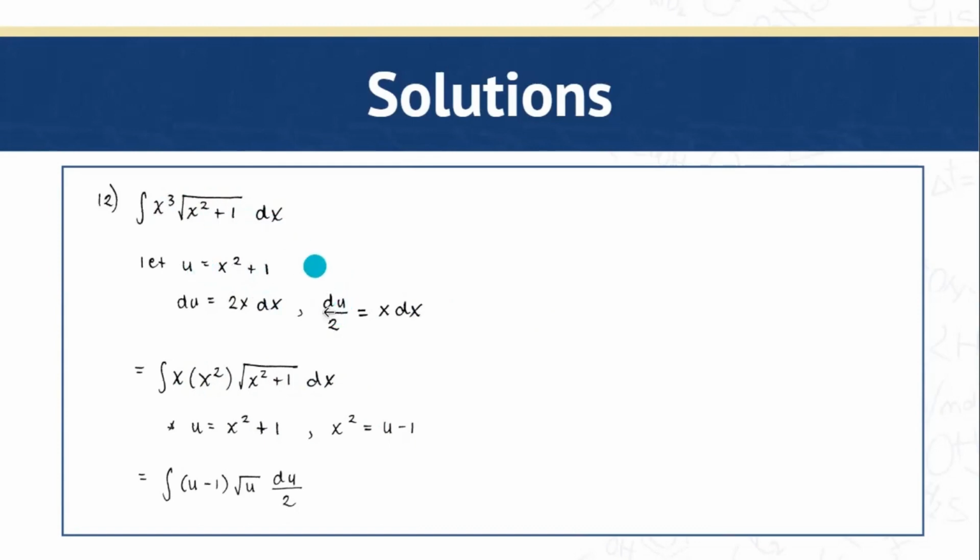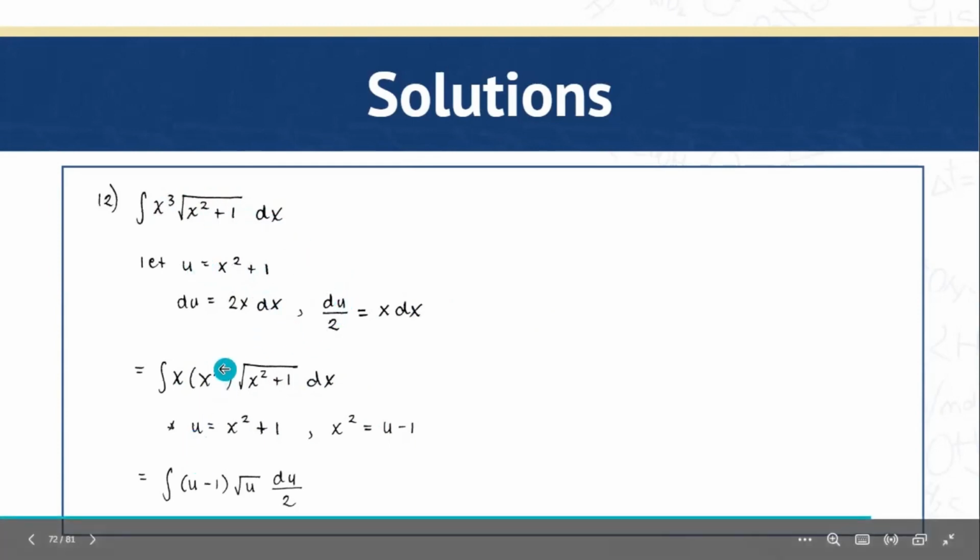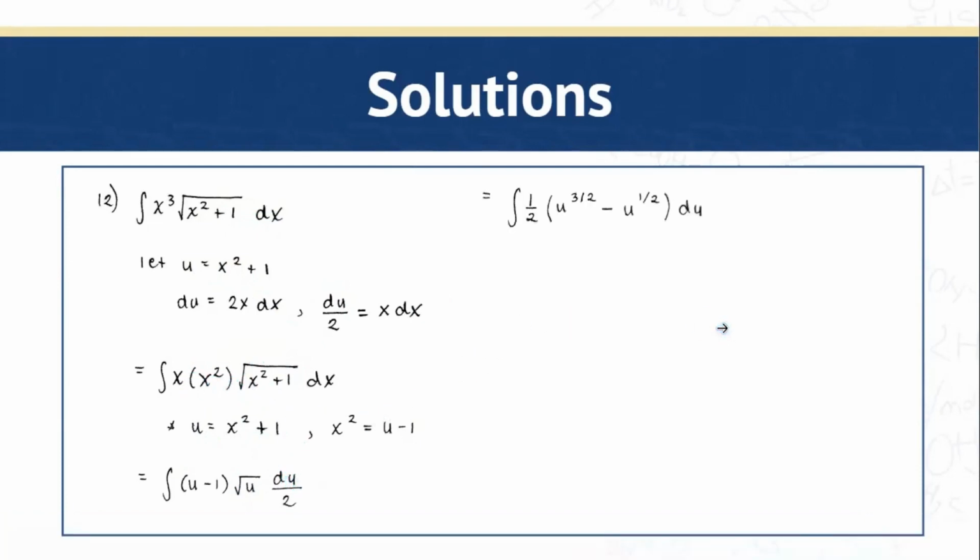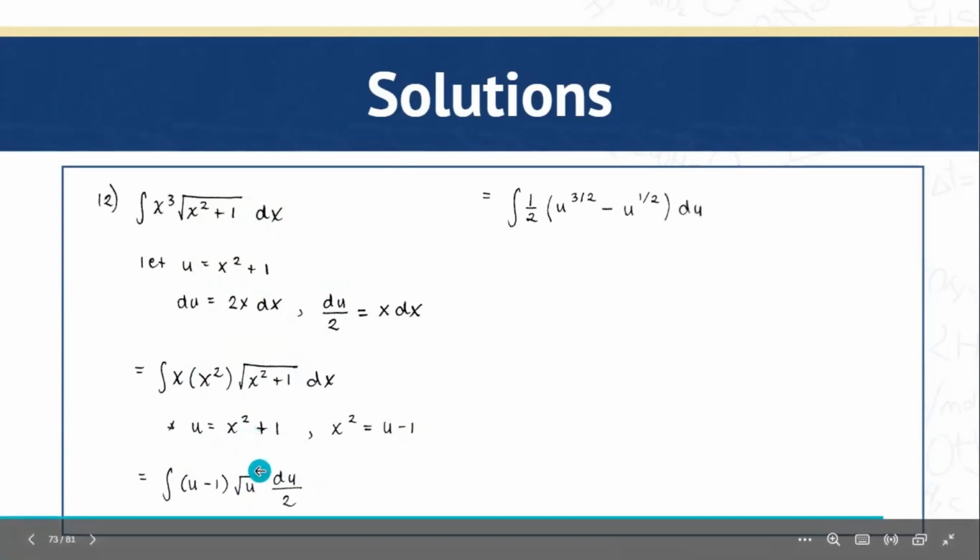With that, we can substitute x squared, x dx, and x squared plus 1 as their u and du equivalents into the function. So u minus 1, that's x squared, times the square root of u, that's the square root of x squared plus 1, times du over 2, that's x dx. Okay, so with that, we can distribute the square root of u on u minus 1.